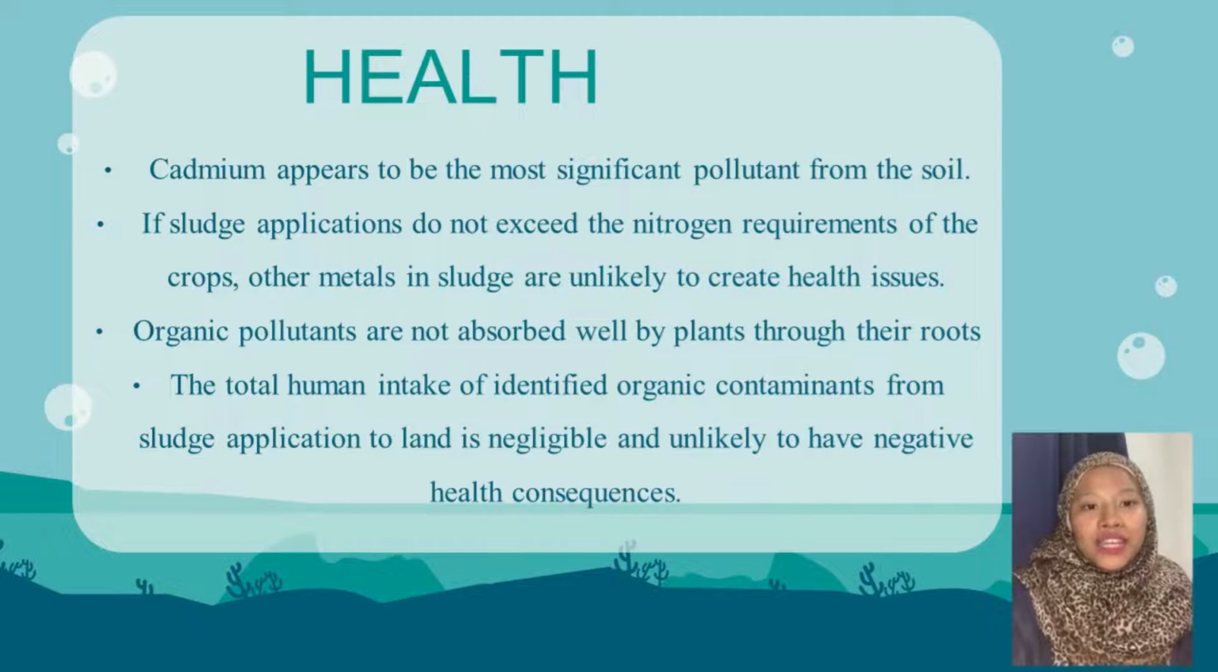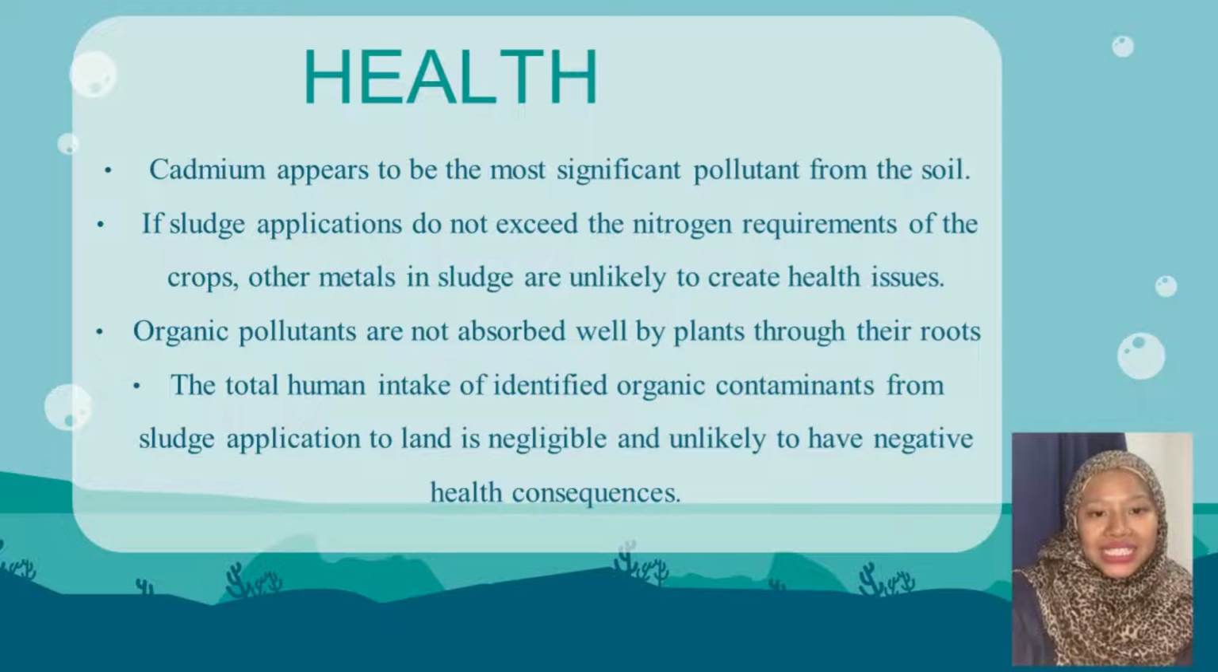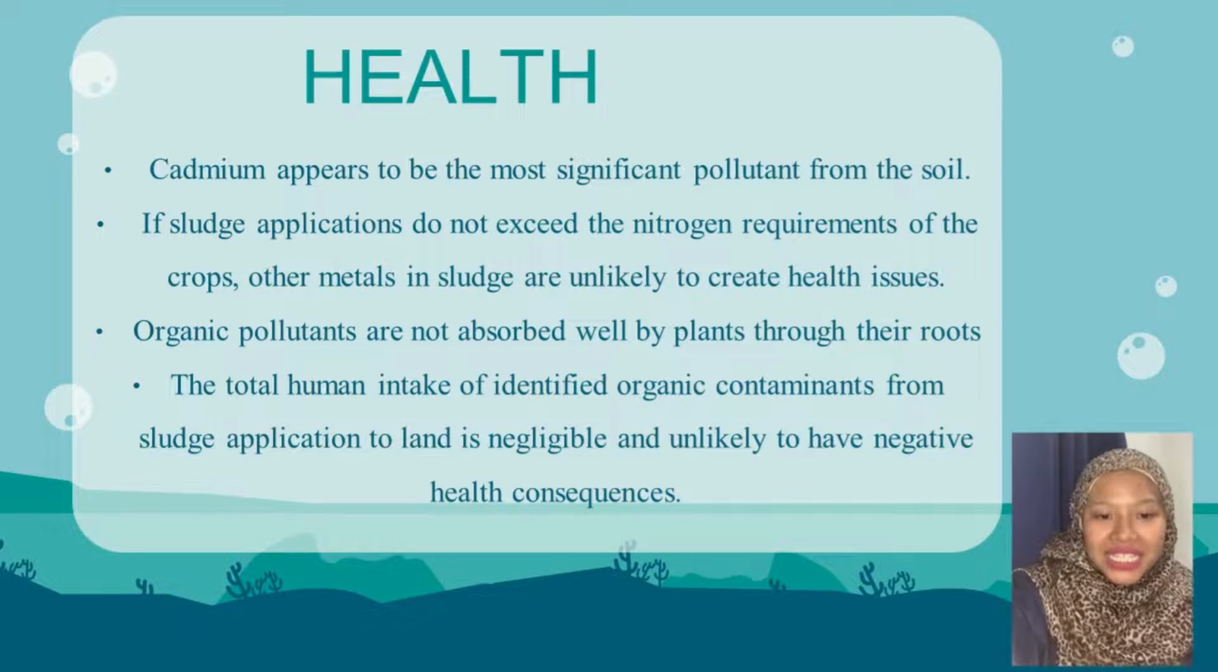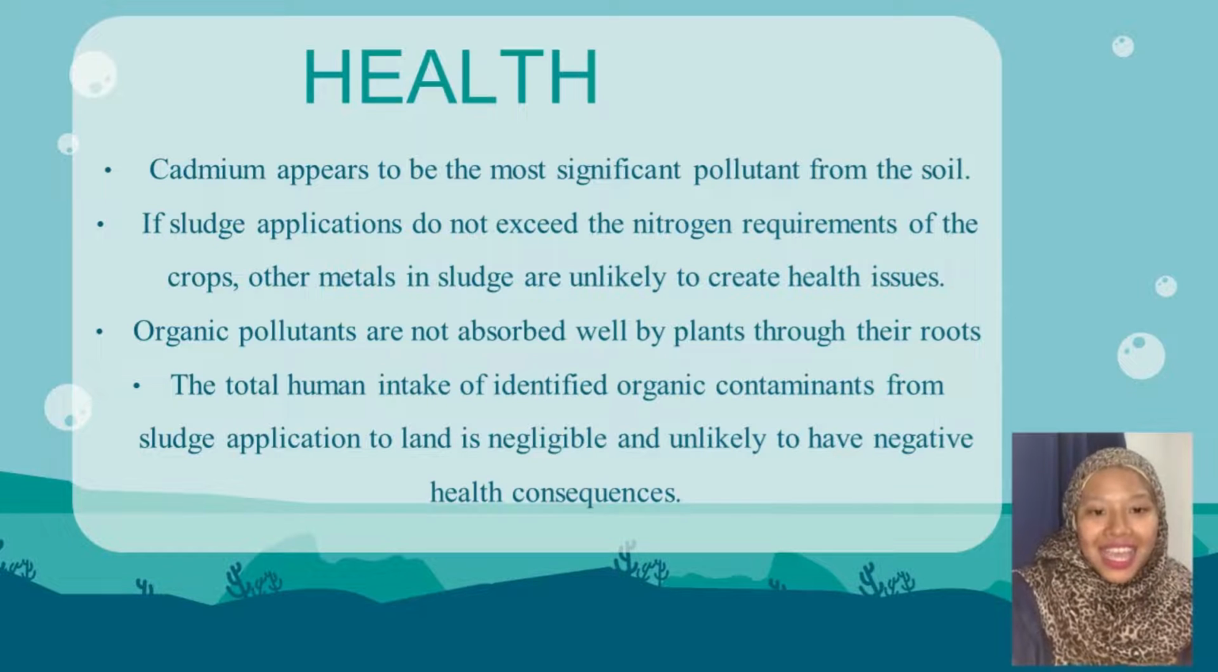In terms of health, cadmium appears to be the most significant pollutant since certain food plants can take it up from the soil. If sludge application does not exceed the nitrogen requirement of the crops, other metals in sludge are unlikely to create health issues. There are few organic pollutants such as pesticides, polychlorinated biphenyls, and polycyclic aromatic hydrocarbons, which are not absorbed well by plants through their roots. Although some grazing animals may consume soil contaminated with them, the total human intake of identified organic contaminants from sludge application to land is negligible and unlikely to have negative health consequences.